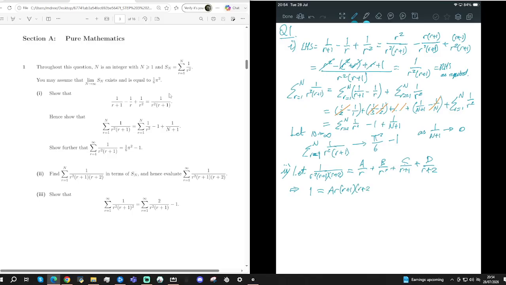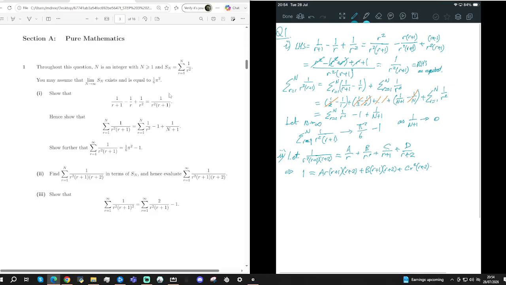all the things that were missing from that first one, plus b lots of the r plus 1, r plus 2, plus c lots of, that needs an r squared and r plus 2, plus d lots of, that needs the r squared and the r plus 1. So now let's try and find these coefficients.